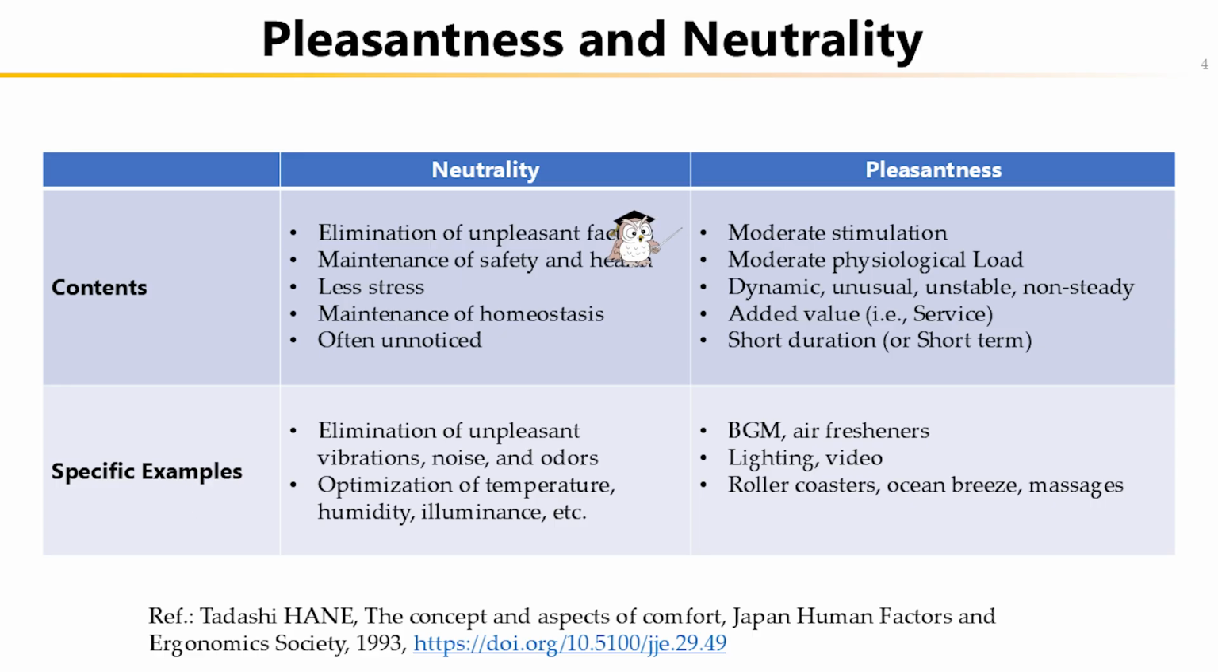Next, the contents of pleasantness are explained as follows. Moderate stimulation, moderate physiological load, dynamic, unusual, unstable, non-steady. Added value, i.e., service, short duration, or short term. Its specific examples are BGM, air fresheners, lighting, video, roller coasters, ocean breeze, massages. However, please keep in mind that these may vary depending on individual differences.